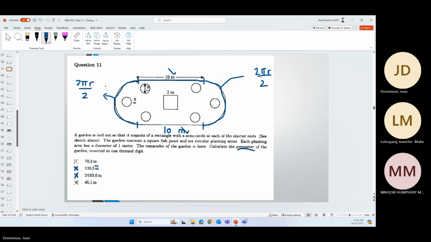We've got, and I assume that 8 meters means that is 8 meters. So my radius is 4 meters. So then I have 2 pi times 4 divided by 2 on this side, and it will be exactly the same, 2 pi times 4 on the other side. Okay, so if I work that out, then it is pi times radius. So let me get my calculator.